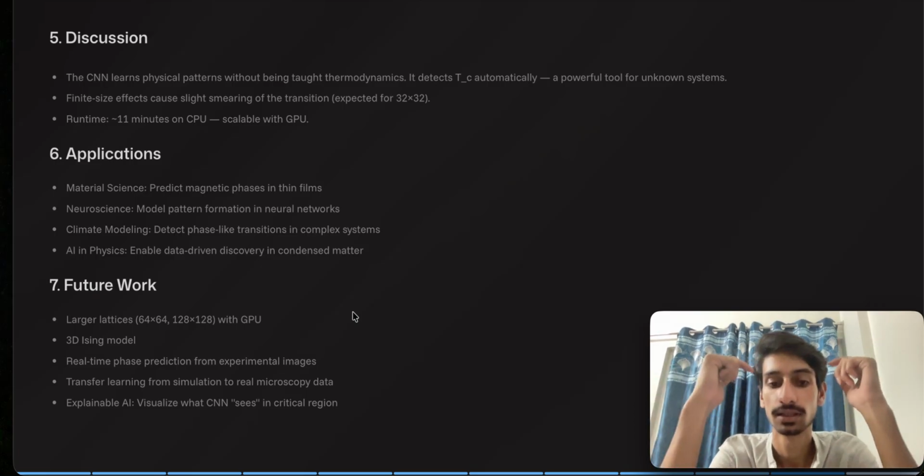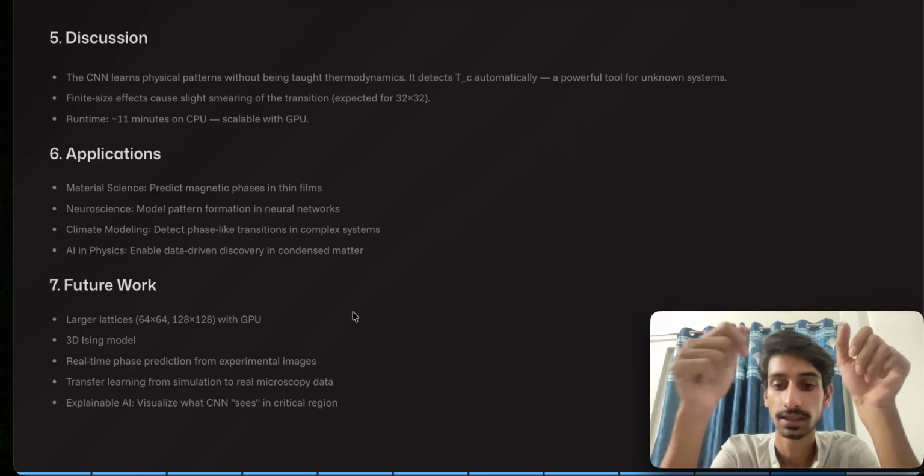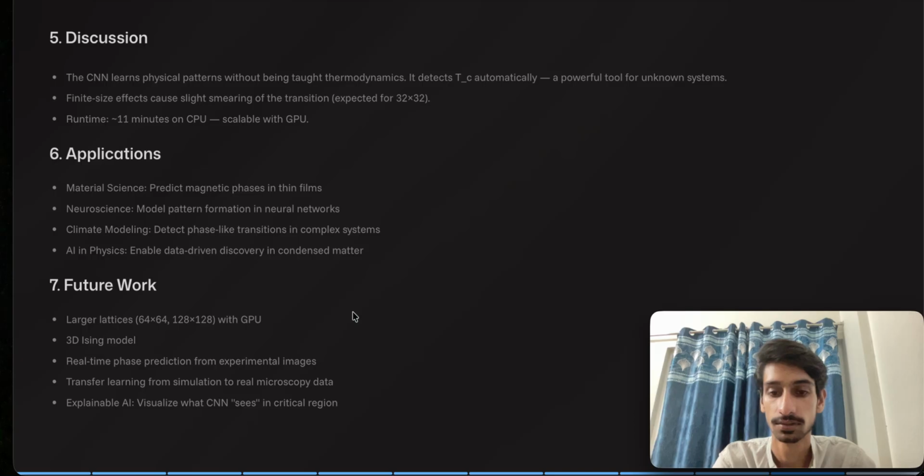AI scans satellite data and flags sudden shifts before they happen. AI in physics is data driven discovery: feed raw experiment images, AI finds hidden order, critical temperatures, or new phases. No theory is required in this, and patterns reveal laws.